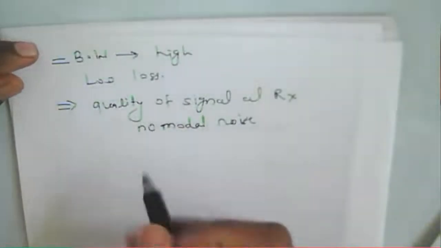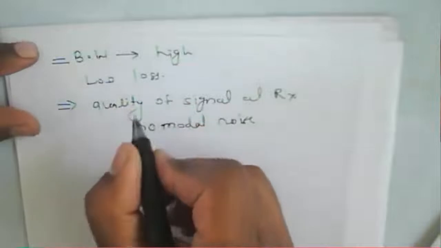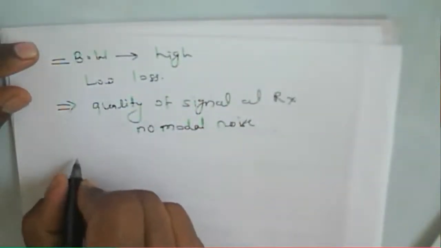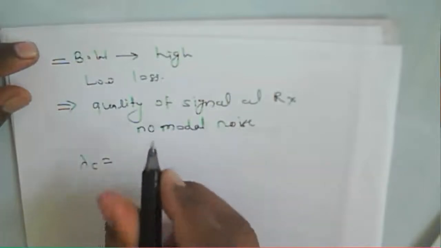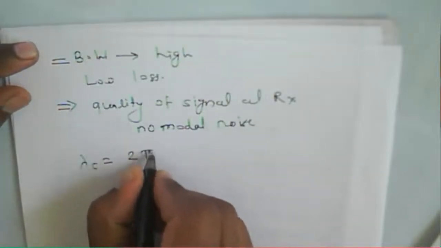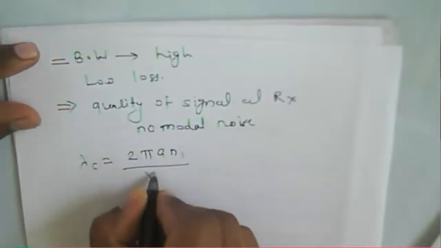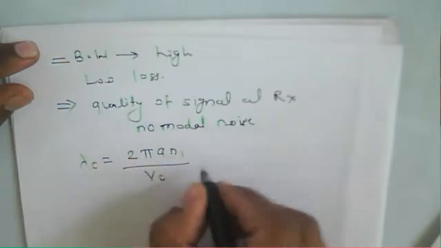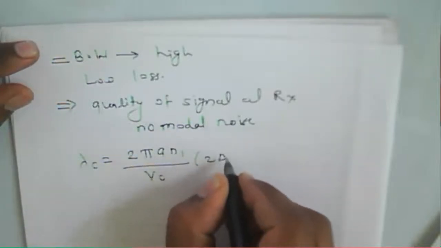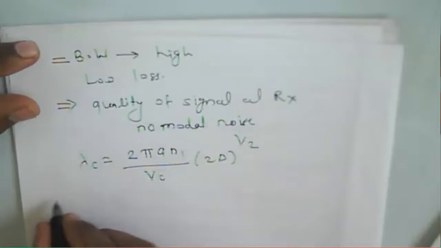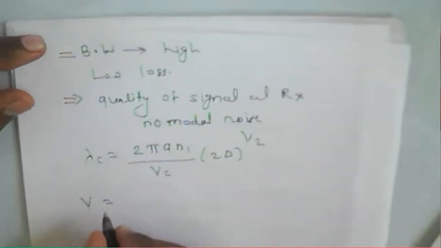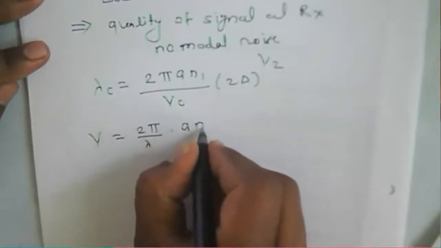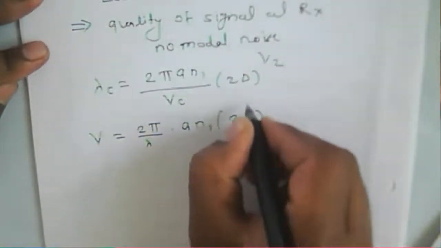And so we can consider the transmission factors and all. We can calculate the cutoff wavelength for this single mode fiber. That lambda c, the cutoff wavelength for the single mode fiber, is twice pi a n1 divided by Vc, the cutoff wave number, raised to 1 by 2. Or we can write V is equal to twice pi by lambda into a n1 into twice del raised to 1 by 2.